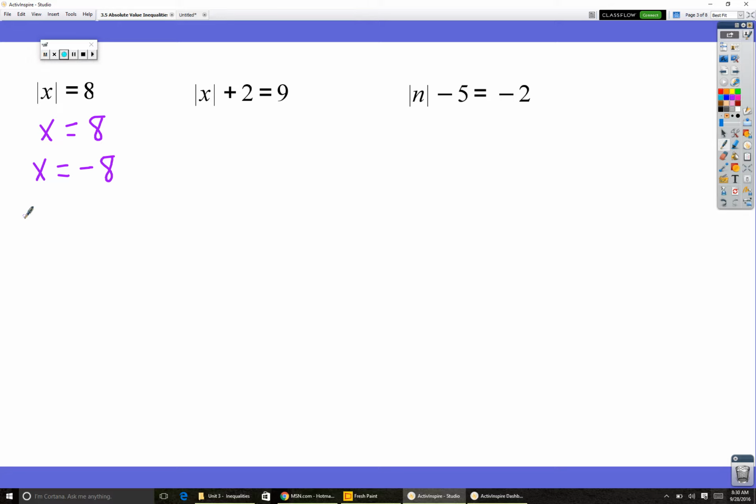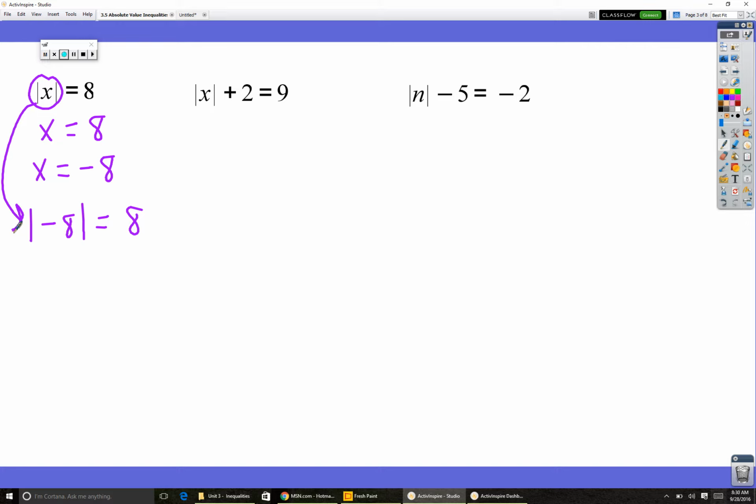So when we take the absolute value of a negative 8, it equals 8. So when we substitute negative 8 in for x up here, like I did right here, then we are saying that absolute value of any number is always positive, because distance is always a positive number.